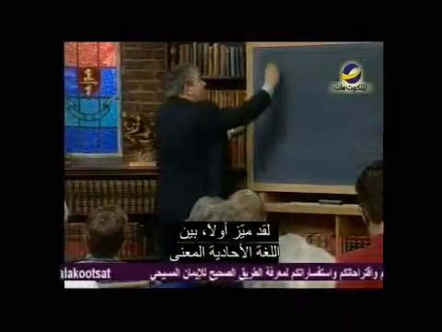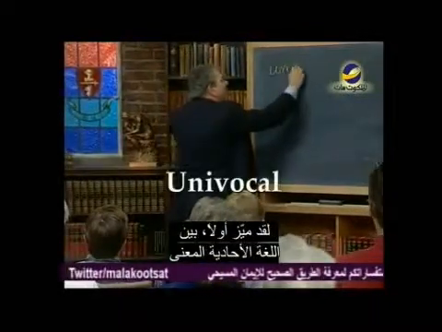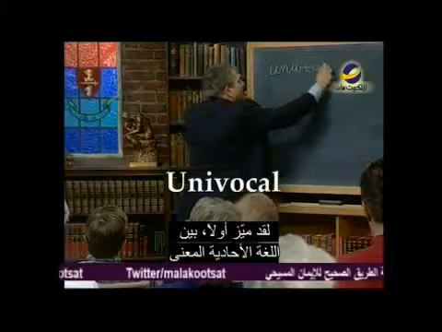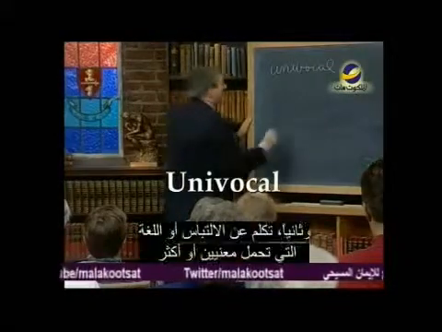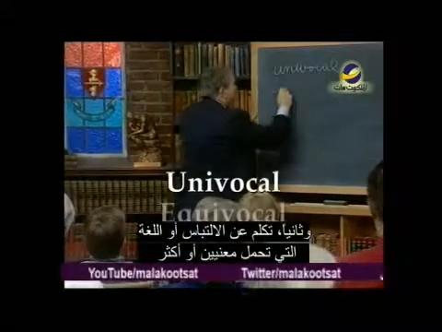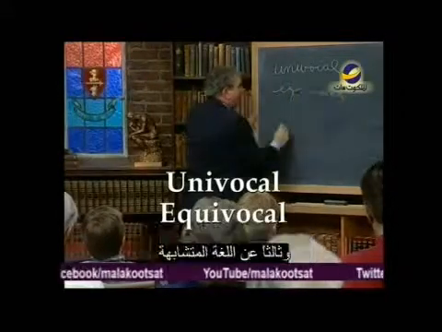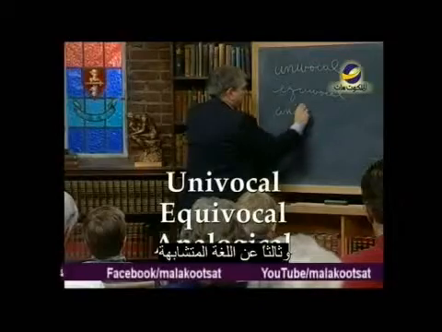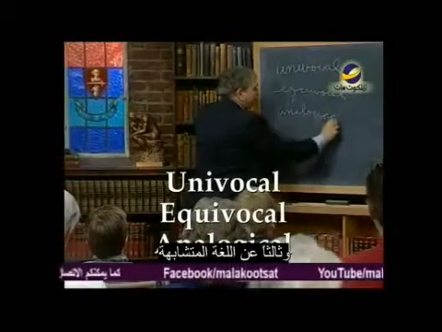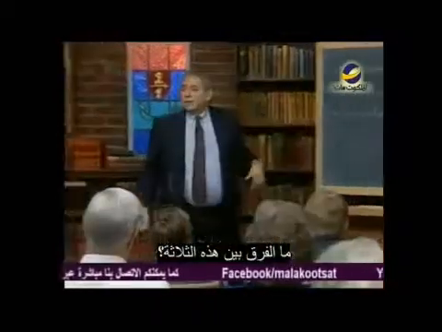He distinguished among, first of all, univocal language. Second of all, he talked about equivocal language. And third, analogical. Now, what is the difference among these three?